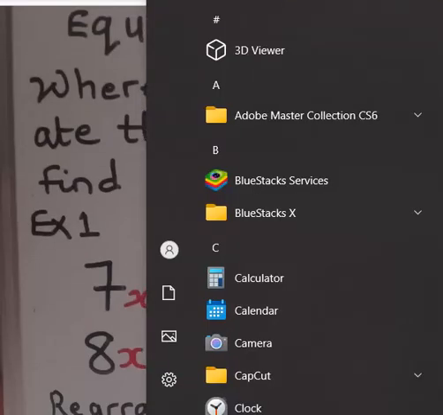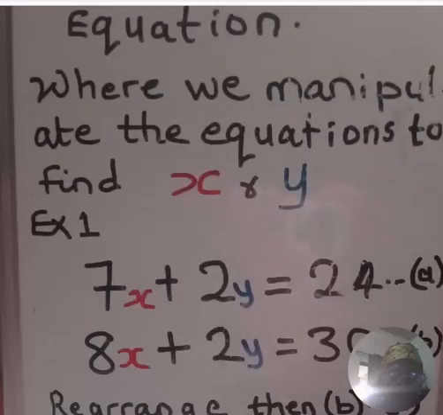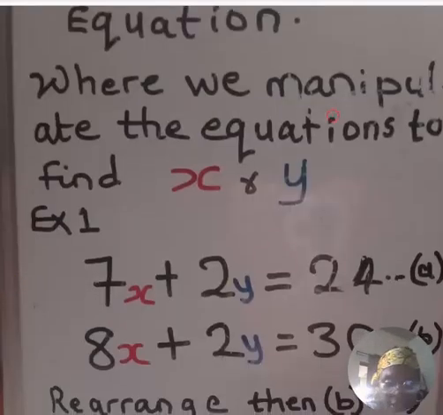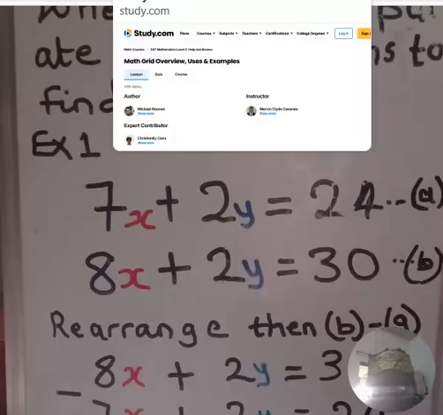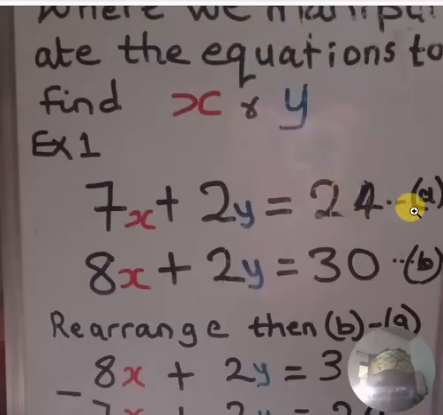7x plus 2y is equal to 24, and 8x plus 2y is equal to 30. So let's say this first equation, let's name it equation A, and this one equation B.